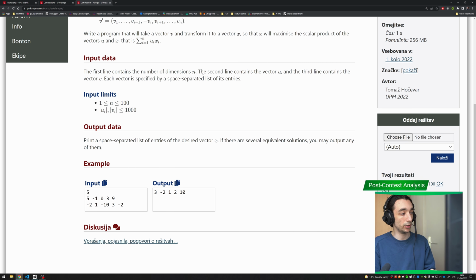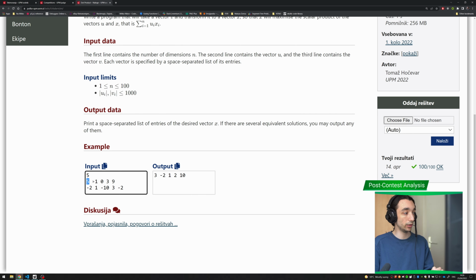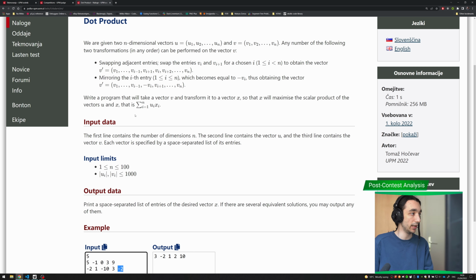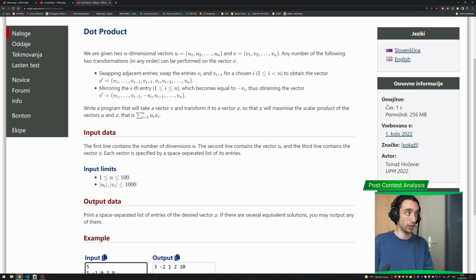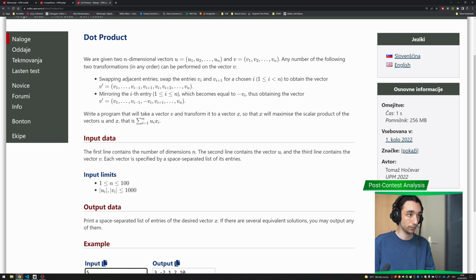And the solution is rather simple: just sorting the two vectors by size, and matching the smallest with the smallest element and the biggest with the biggest element. And if you need to flip the sign of the element in the second vector, you will do this, so everything is positive. This will get the maximum dot product of the initial u vector and x, the new vector that you get.